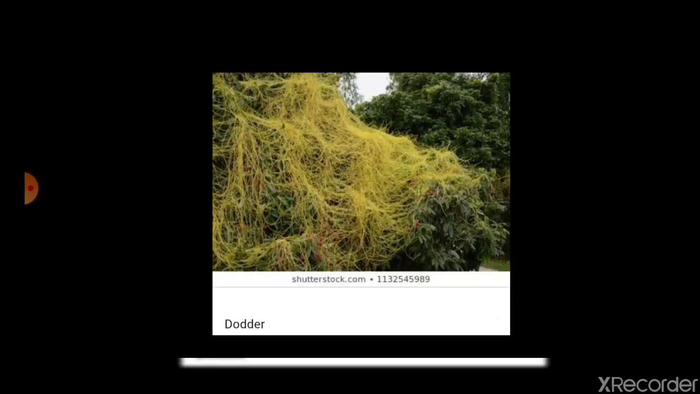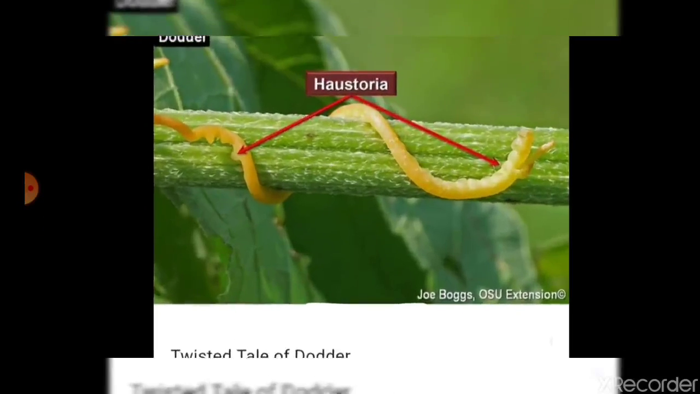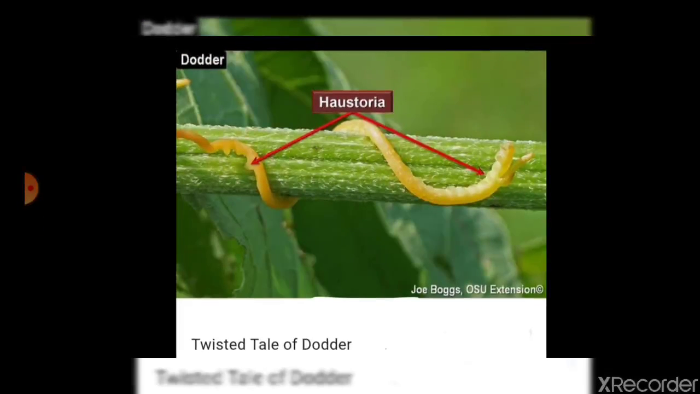Dodder twines around the stem or branches of the host plant and climbs up. It has special sucking roots called haustoria that penetrate the host's vascular system, that is the xylem and the phloem, to absorb the nutrients.